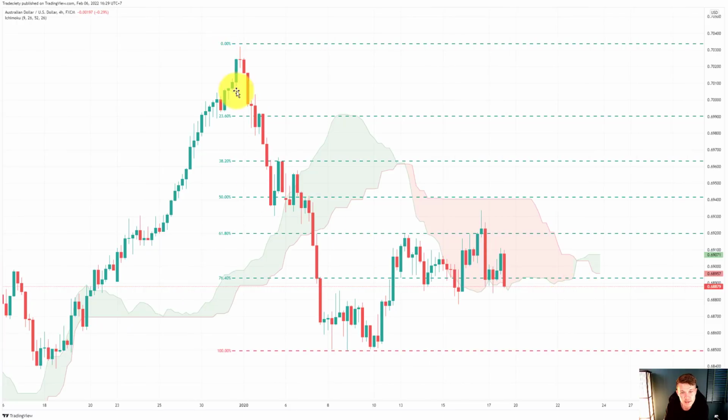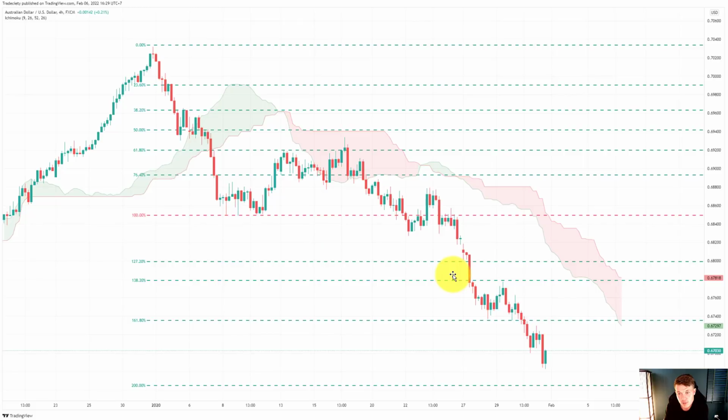We could add the Ichimoku cloud, so we draw our Fibonacci from here to here. We see that we are still in the Ichimoku cloud. If, for example, the market would be overshooting the Ichimoku cloud, that would be not a good sign, but as long as the market is still within the Ichimoku cloud, this is a good place to look for a pullback.